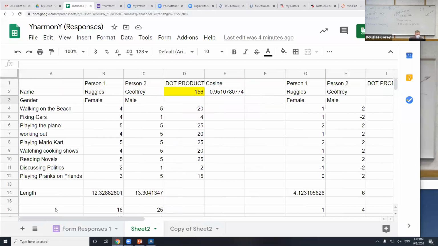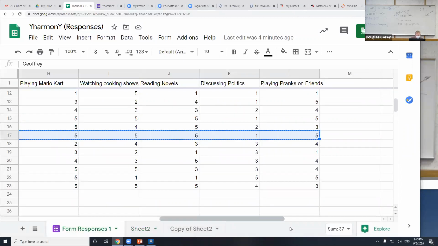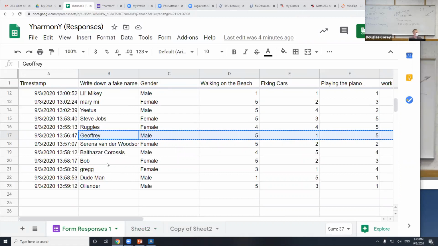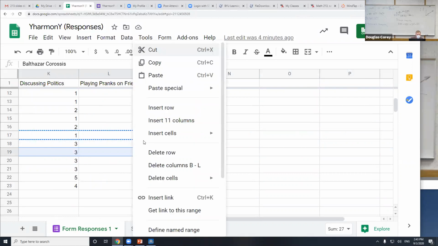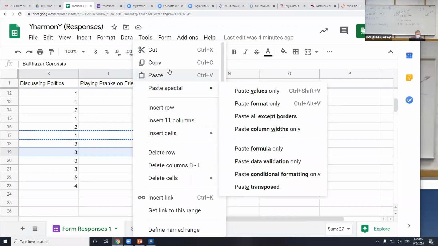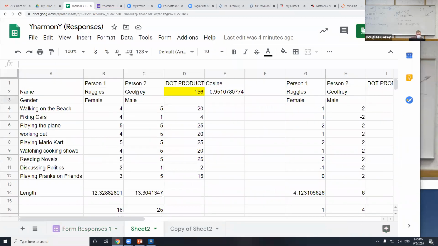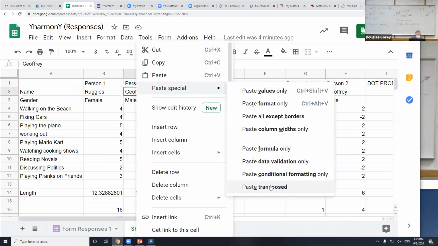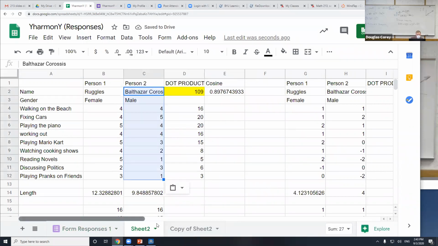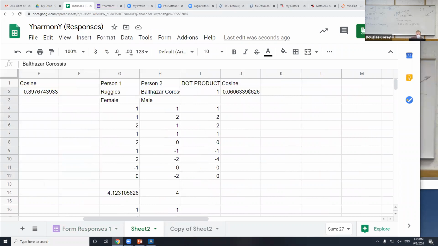Okay, but is there a better match for Ruggles? Connor, who was your, oh, you already did Avatar. Who else did one of these? Tanner. Balthazar Corosis, all right. Is your dog a pit bull? Because that sounds like a kind of dog that, it's a retriever chow, okay. So, paste it in, and here we go.